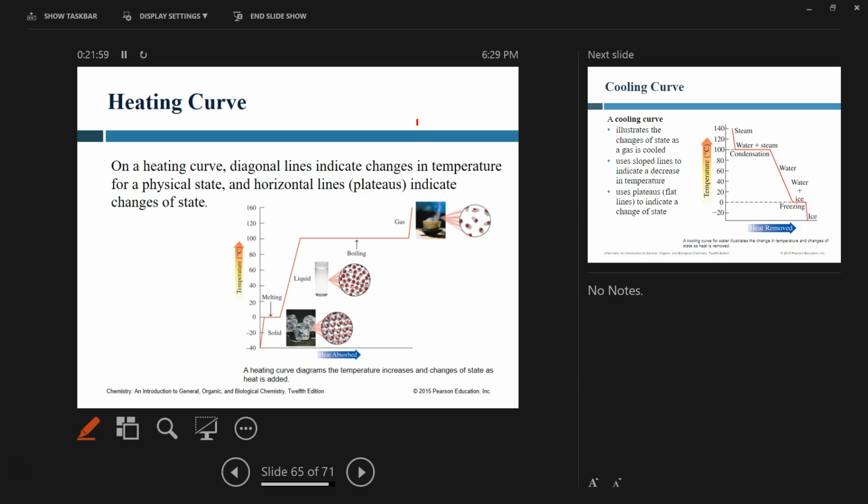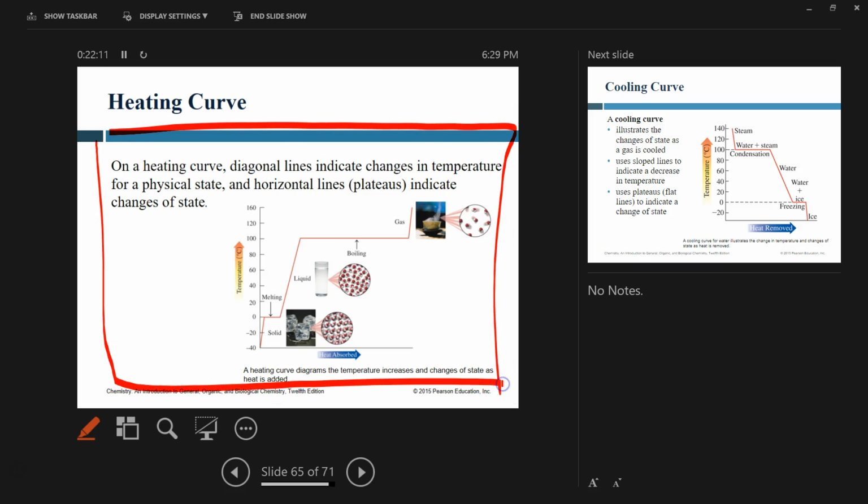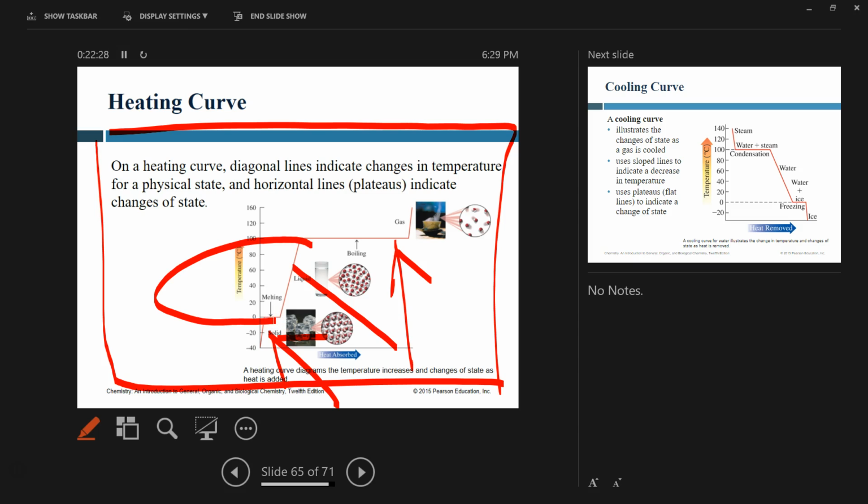Now, all the temperature transitions of a substance can be described using the heating curve. And this is the typical heating curve. You can see that such a curve has several, shall I say, parts. So you see the inclined diagonal lines. For instance, this diagonal line here describes the change of temperature of liquid water from 0 to 100 degrees Celsius. And this horizontal line describes the change of state.